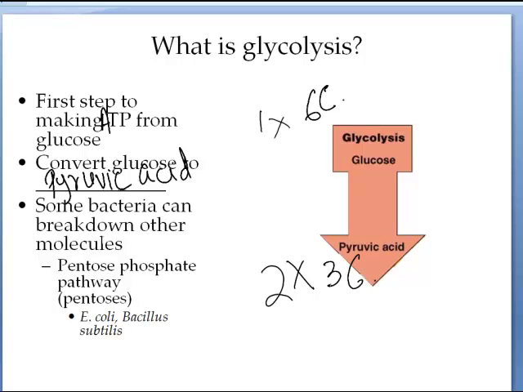Some bacteria can also break down other molecules, and those alternative pathways are called the pentose phosphate pathways. In these molecules, we have a 5-carbon sugar instead of a 6-carbon sugar. The bacteria that are able to do that are E. coli and Bacillus subtilis.